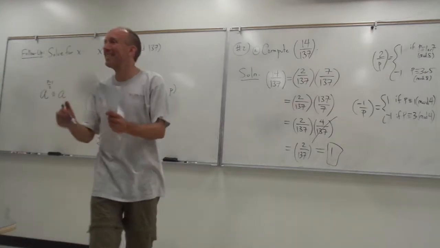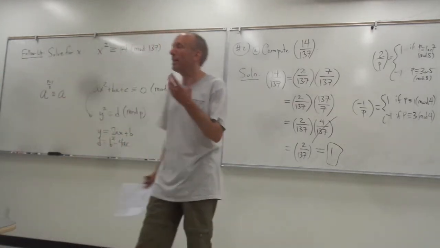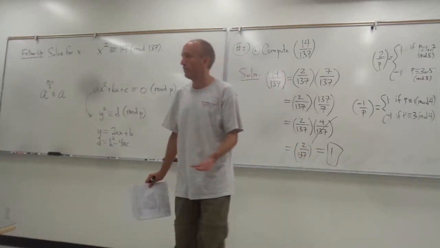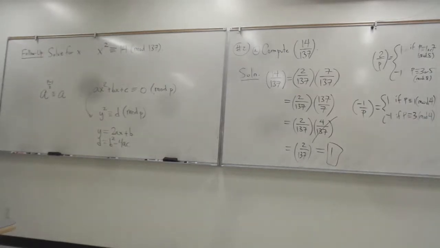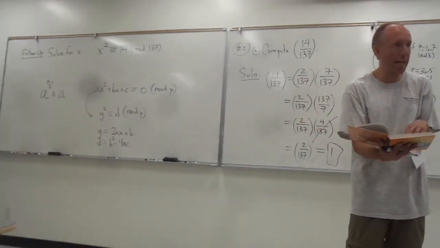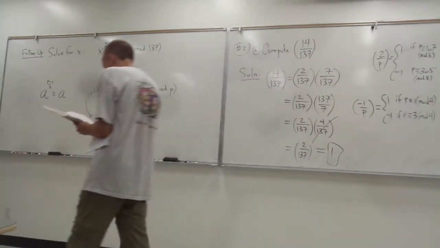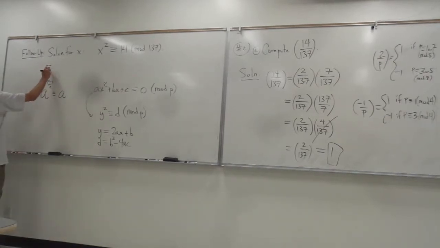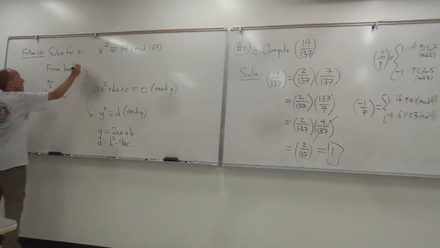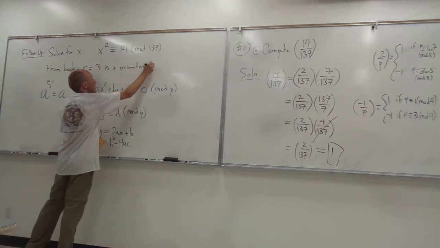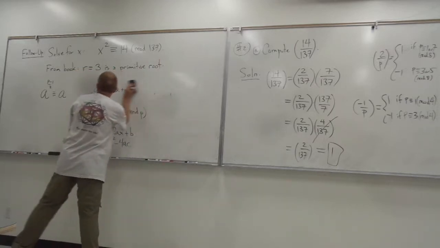Let's use indices here to do this problem. To use indices, you have to find a primitive root first, and you have to make a table of it. Oh, you don't necessarily have to make the whole table. For one thing, 137, I bet it's in the book. Let's look, it's a prime. In our table that we will have on this exam, we can go in here and find 137. 3 is a primitive root of 137. So from the book, r equals 3 is a primitive root. Okay, so let's try and take advantage of that.